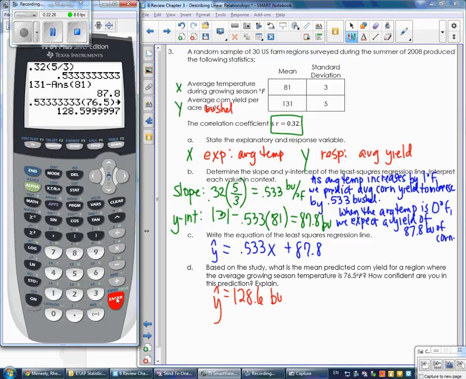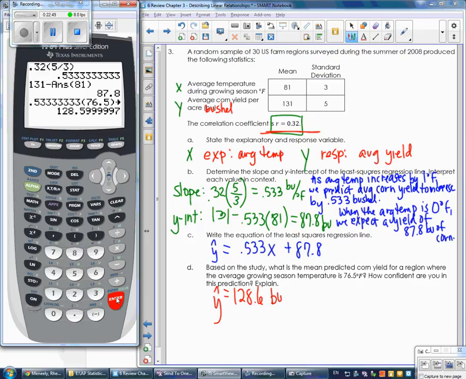And it says how confident are you in this prediction? Well, this is a little less obvious because I can't see the scatter plot. So I really can't tell if my linear model is appropriate because I don't see the points. But there's another measure that I am given, and that's my correlation coefficient. And I think you can see from the correlation coefficient that the association between these two variables is very weak.